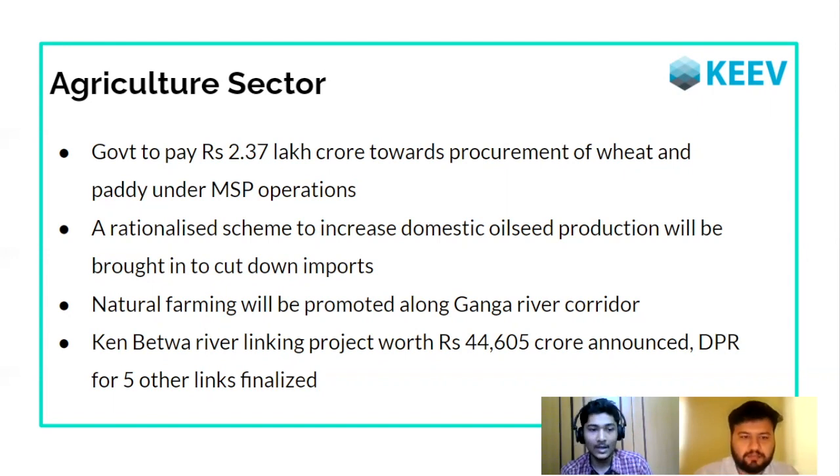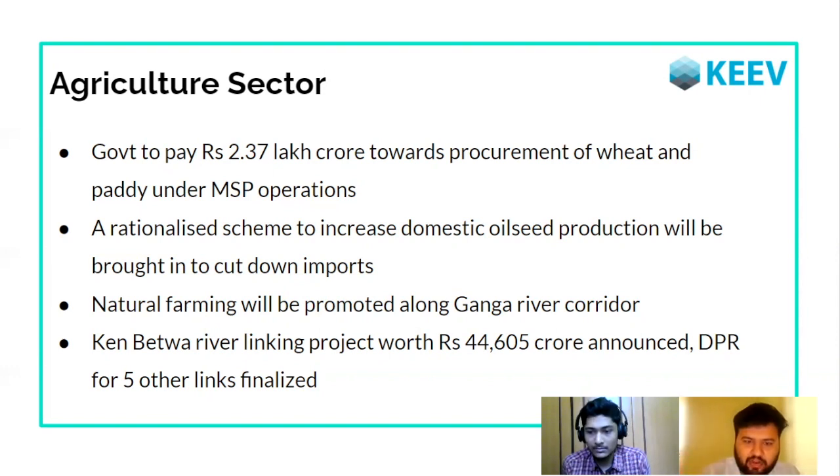National farming will be promoted along Ganga River corridor. Ken Betwa River linking project worth 44,605 crore announced, DPR for 5 other links finalized. Right. So natural farming is a very important thing that the government is promoting. What natural farming entails is not using any chemicals or chemical fertilizers, pesticides, etc., and relying on natural or organic methods and organic inputs.